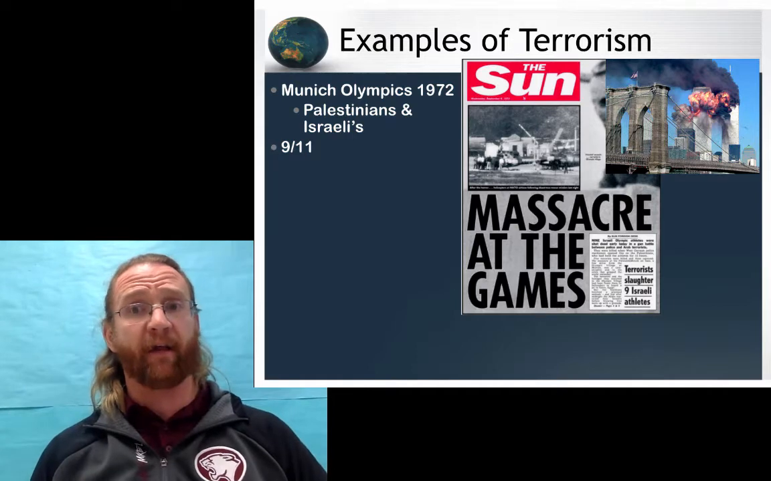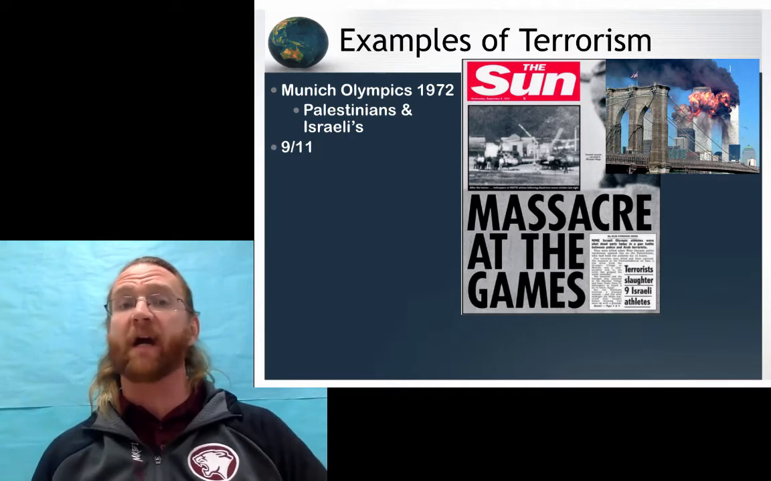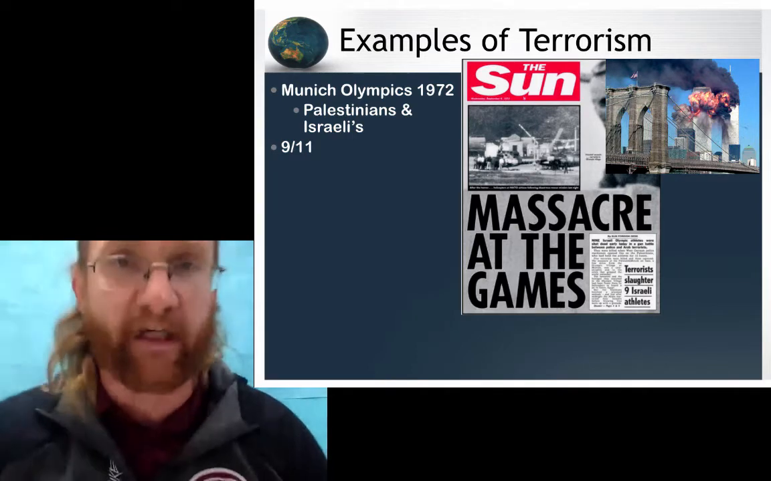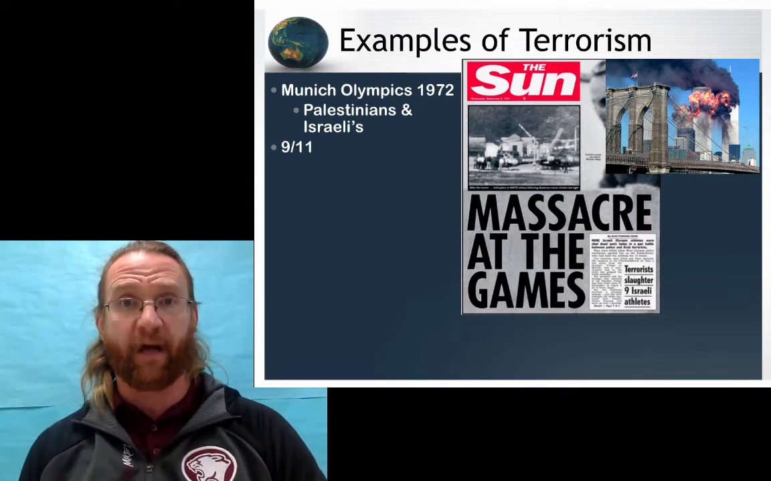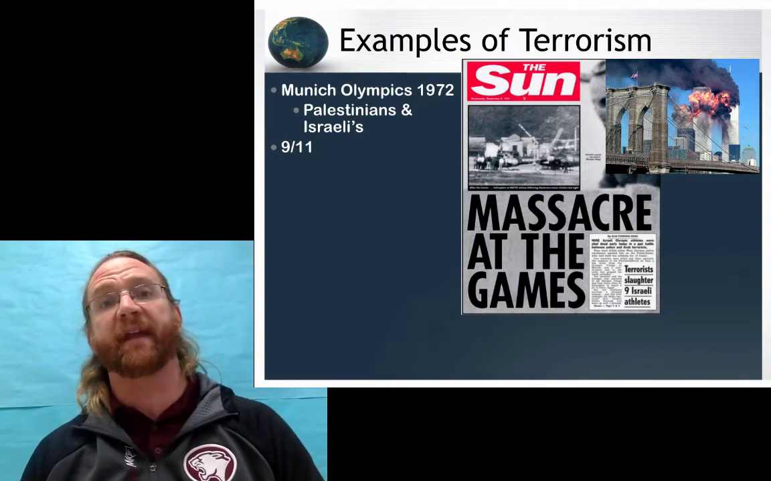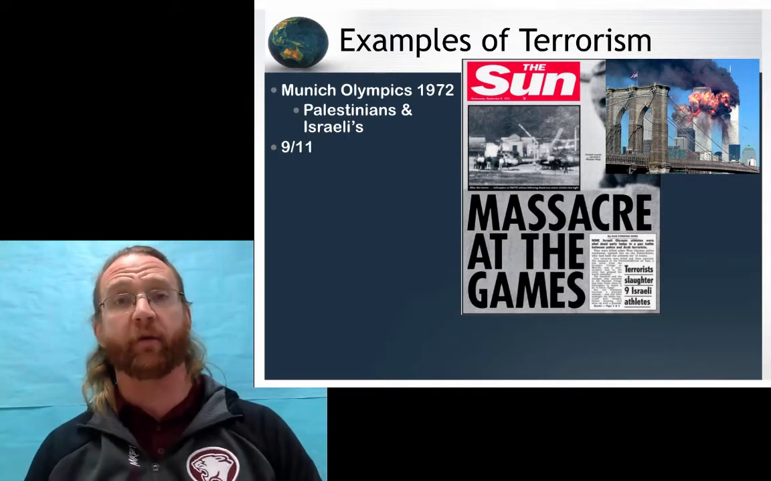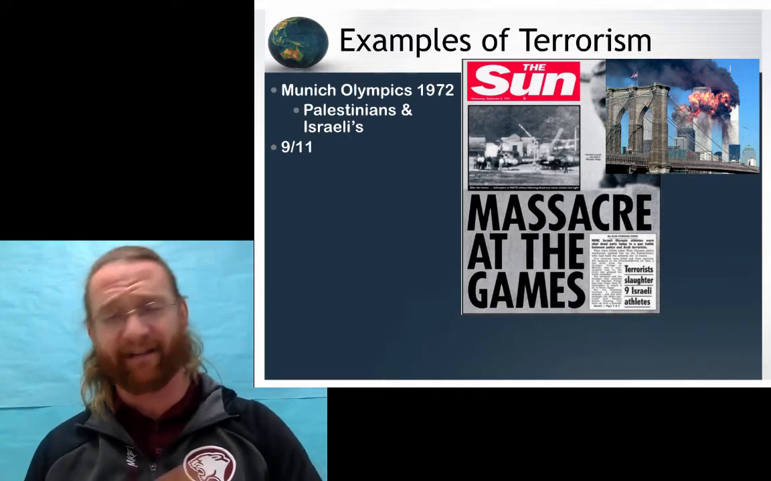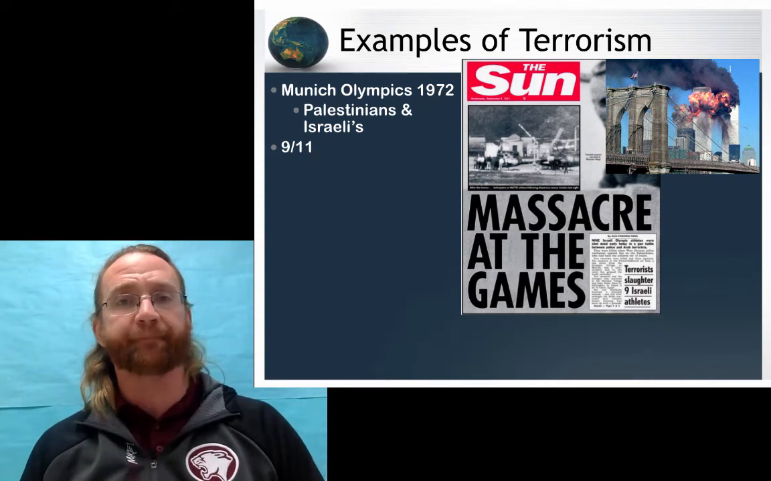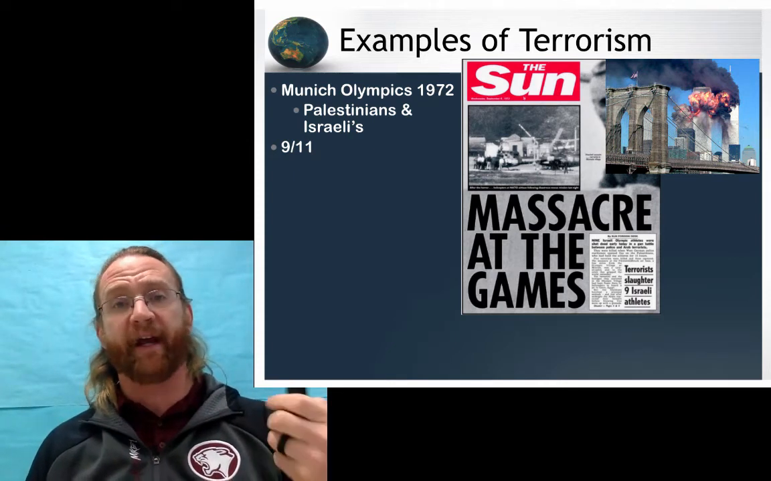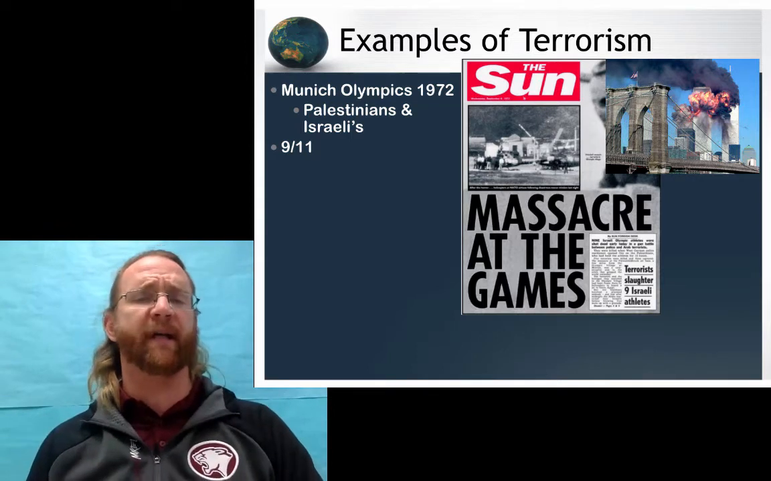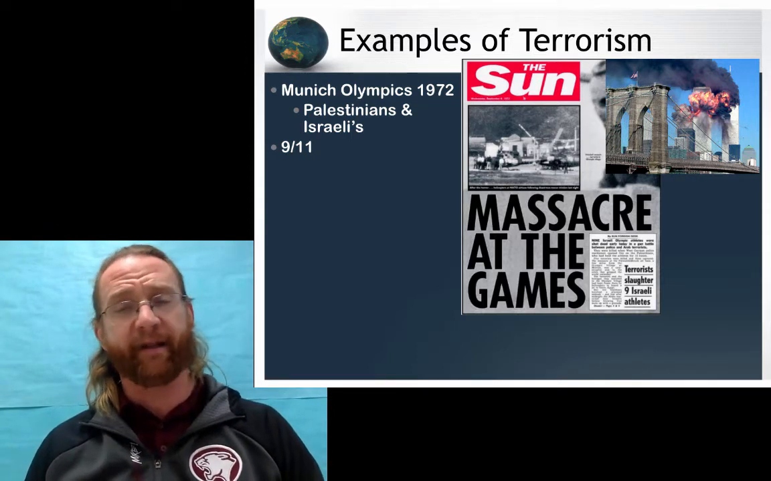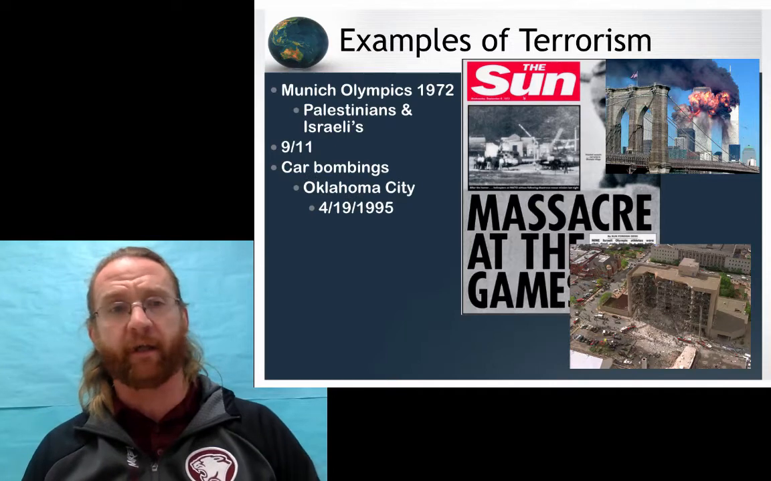Another example that's obvious for us as Americans is the terrorist attacks on 9/11 by the Al-Qaeda terrorist organization led by Osama bin Laden, in which they flew two planes into the World Trade Center towers that did exist. They no longer exist. They also bombed the U.S. Pentagon. They flew a plane into the U.S. Pentagon.